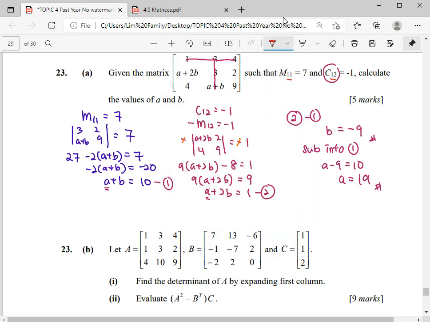So the first concept they want to test here is how we find the minor and then come up with the equation. The concept you're going to see here is how you get your minor and how you get your cofactor. You're looking for these two pieces of information and come up with the answer through the simultaneous equation. When we solve the simultaneous equation, we get both A and B.